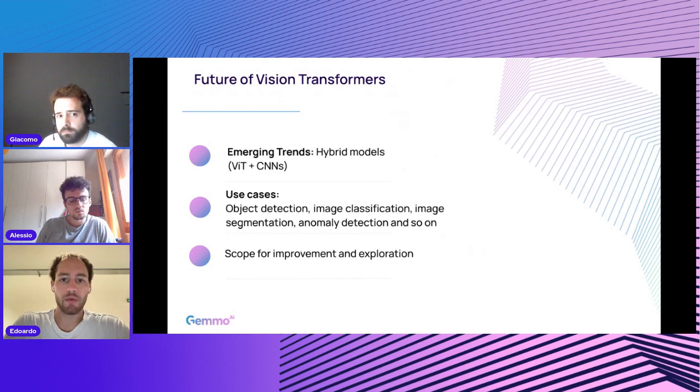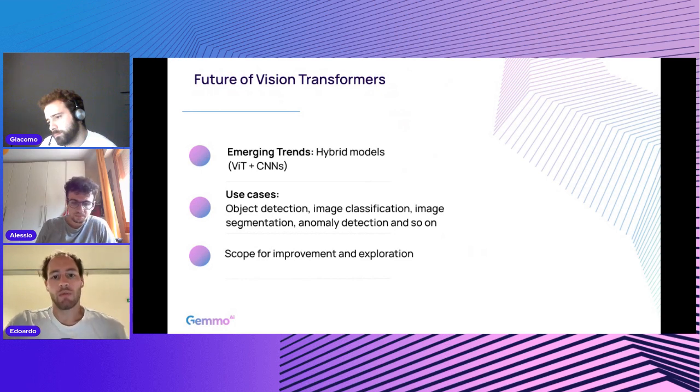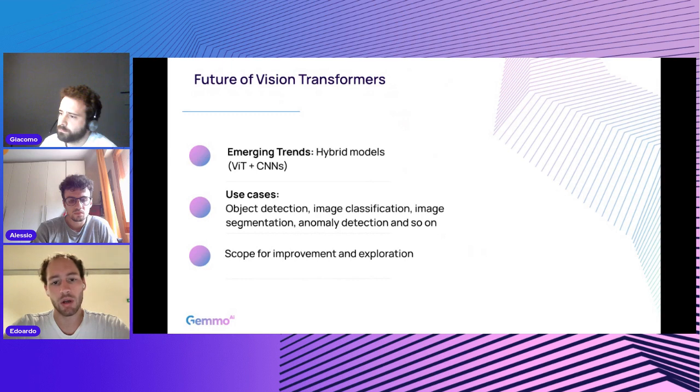So in the future of vision transformers, there are a lot of promises. We are already seeing trends like hybrid models emerging nowadays. These architectures try to combine the strengths of CNNs and vision transformers to leverage the best of both models. They have found a lot of applications in computer vision, for example object detection, image classification, or segmentation, and a lot of other tasks that before were done using CNNs.